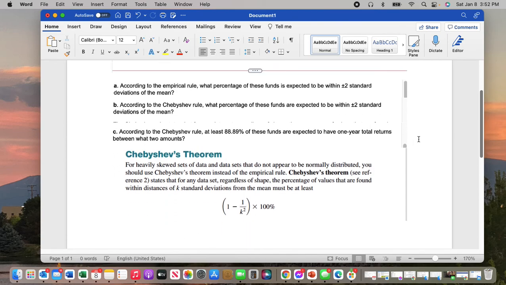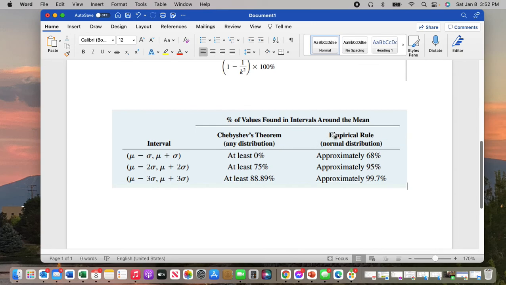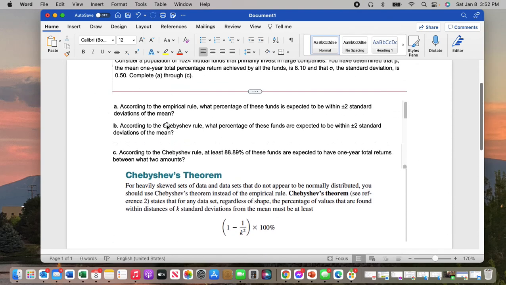So that one is really easy. You can find that in your textbook. And here is the empirical rule. So if you have a normal distribution, you're going to see that 95% of all your observations is going to be between two standard deviations. So the answer for part A is 95%.